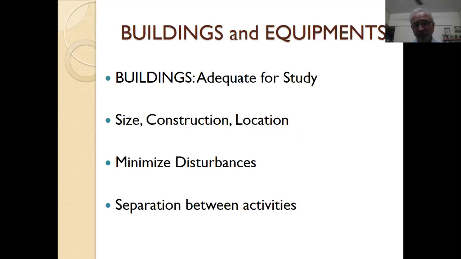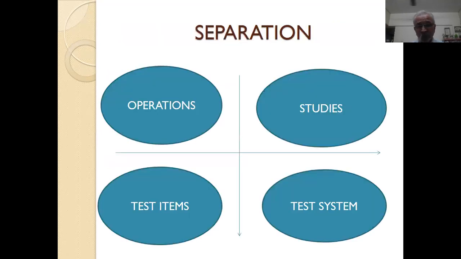The building should have minimum disturbances, and it should be constructed in such a way that there is separation between activities. So what separation should there be? Like operations, studies, then test items and test systems. This separation should be given as far as the test facility is concerned.